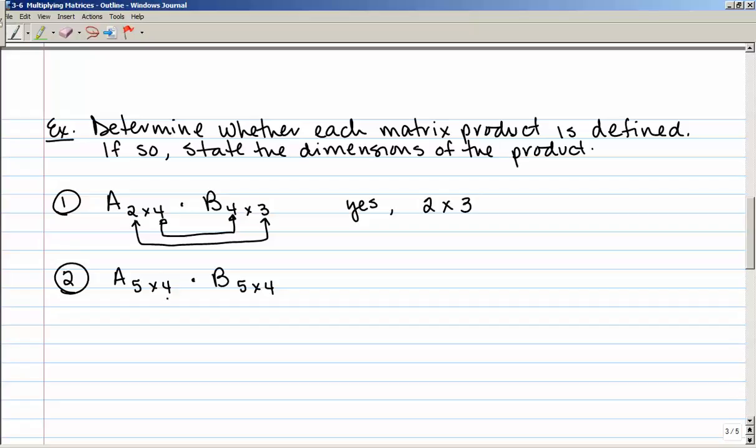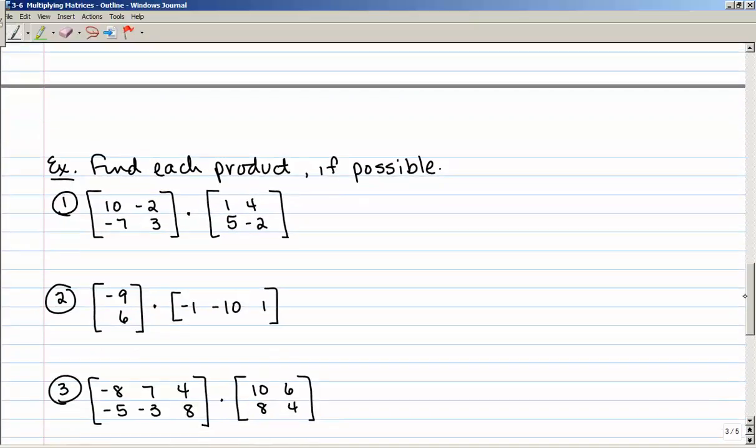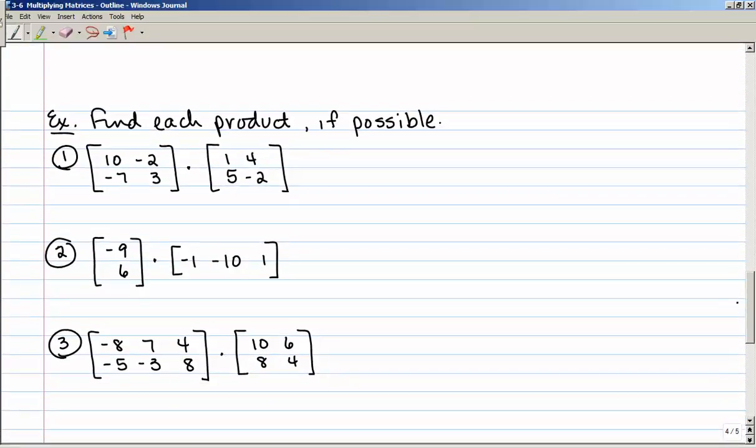Example number 2 here, the number of columns of A is 4, the number of rows in B is 5, so no, this matrix product is not defined. Okay, so now we're going to multiply each of these matrices if possible. This is a 2x2 matrix, and this is a 2x2 matrix. So indeed, this product is possible. Let me show you now how you're going to put these into your calculator.